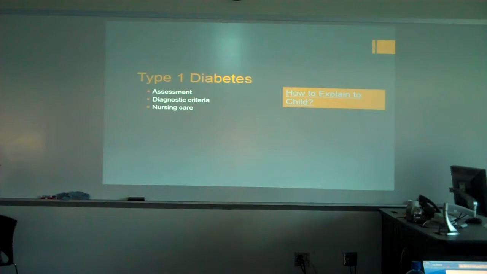It's diagnosed with a fasting blood sugar, an 8-hour fasting blood glucose level greater than 126 or more, a random blood glucose of 200 or more with classic signs of diabetes, or an oral glucose tolerance test of 200 or more in 2 hours. You want to teach them to self-monitor their blood glucose levels.